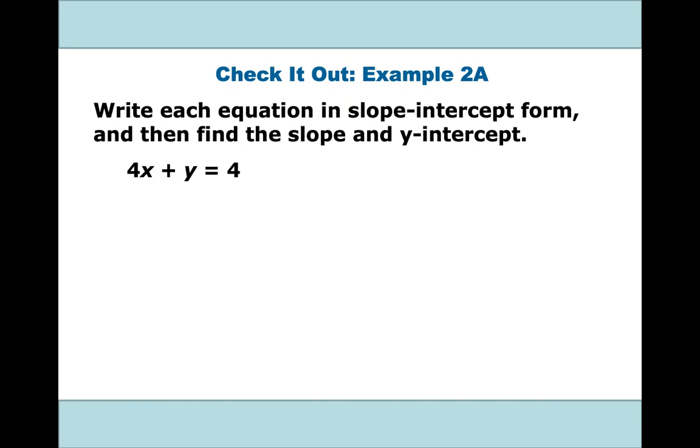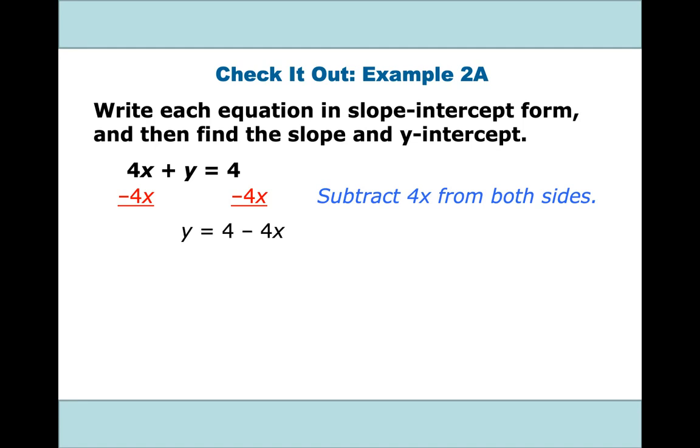All right, so here's another example. Again, this is not written in the correct form, so we are going to need to do some moving here. We need to get rid of this 4x on this side with the y. So let's go ahead and do that. We would do that by subtracting 4x from both sides. That's going to leave us with the y on the one side. It's going to leave us with 4 minus 4x.